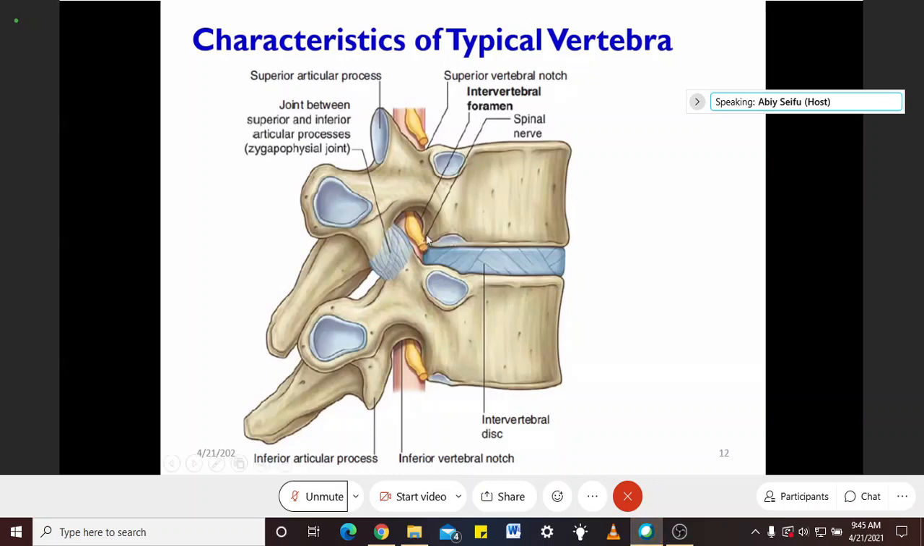You see here, it is a spinal nerve that emanates from the vertebral canal, and which is responsible for supplying the trunk and extremity parts of our body. Whereas the head and neck, especially the face and some parts of the neck, are supplied by a cranial nerve, the cranial nerve.